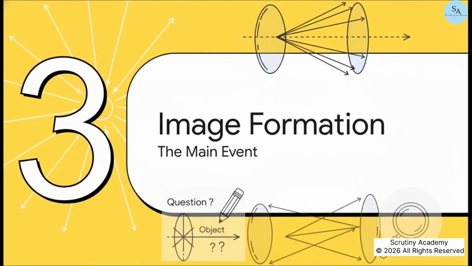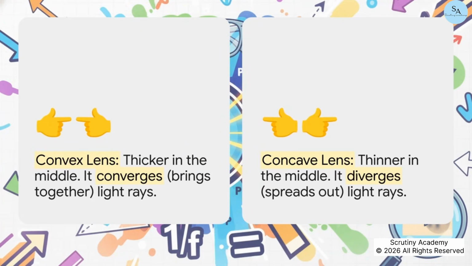So now for the main event. Let's see how we can combine these rules to figure out exactly what kind of image a lens is going to make. This is where those big 8-mark questions are going to come from. First, let's introduce our 2 main players.